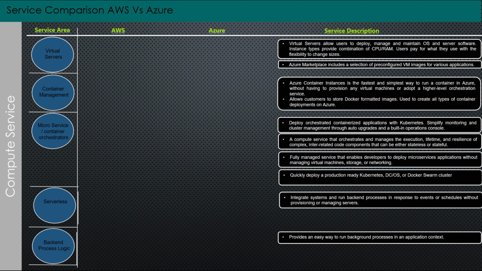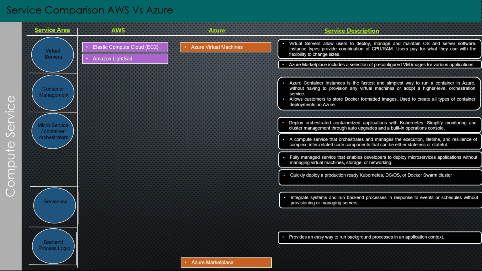So let's first talk about the first service area, that is, virtual servers. AWS provides Elastic Compute Cloud (EC2) and Amazon Lightsail. Azure provides Azure Virtual Machines and Azure Marketplace.